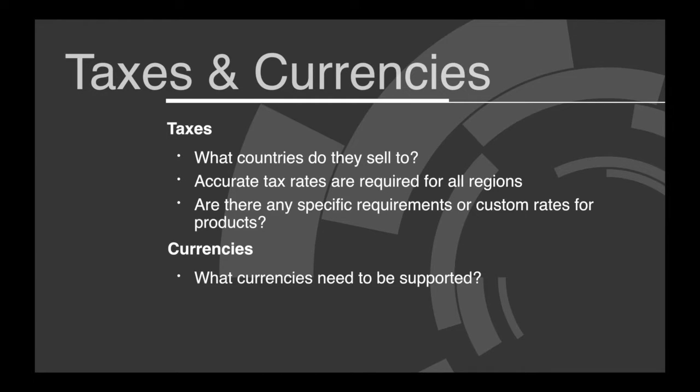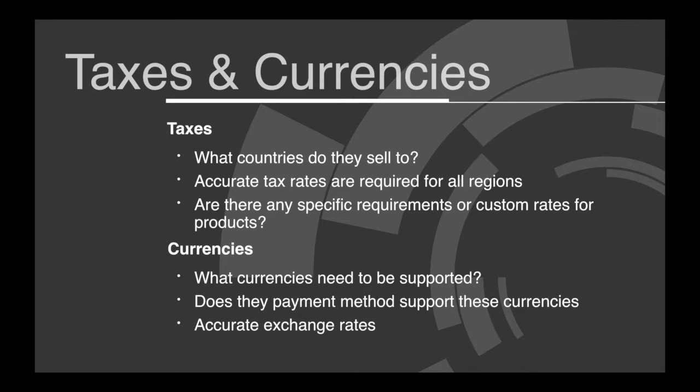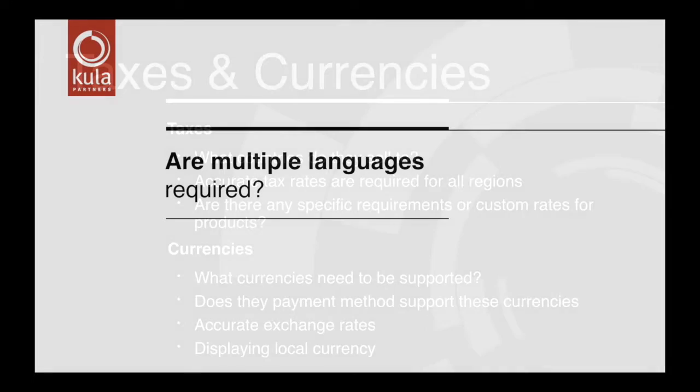And currencies, you need to know what currencies are going to be supported. Is this just Canadian dollars and US dollars, or are there other currencies at play? Will their payment method support those currencies? And you need to be able to get accurate exchange rates. Exchange rates are updated frequently, so you need to have a method of ensuring those stay in sync. And you need to display the local currency for the user. So if a user is in the United States and they're visiting a Canadian website, but you also offer pricing in US dollars, then that should be displayed to them.